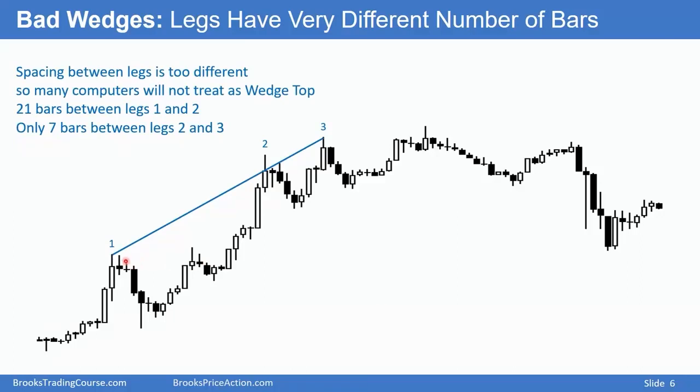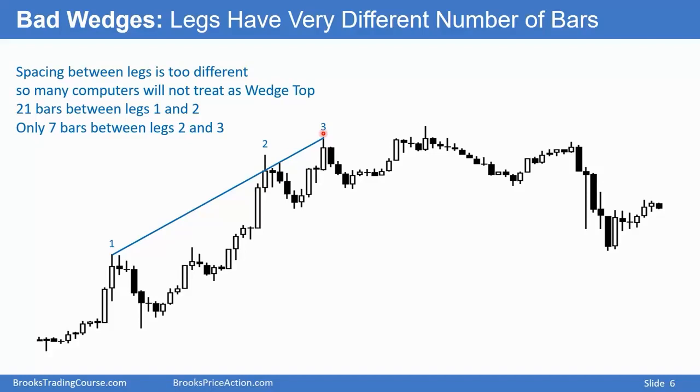Whenever traders are counting legs and they see 3 pushes up, it's important to pay attention to symmetry. In general, you want the spacing to be about the same between point 1 and point 2 as it is between point 2 and point 3. If there's too big a difference between the spacing between point 1 and 2 and then point 2 and 3, computers tend to ignore this as a channel. Here there are 21 bars between 1 and 2, only 7 bars between 2 and 3.